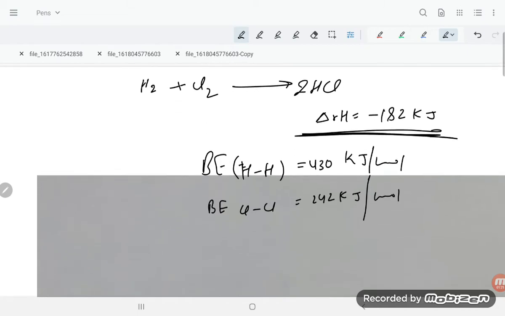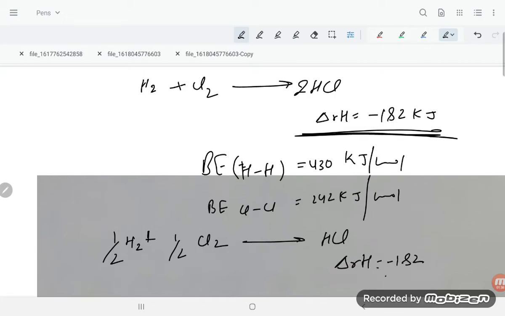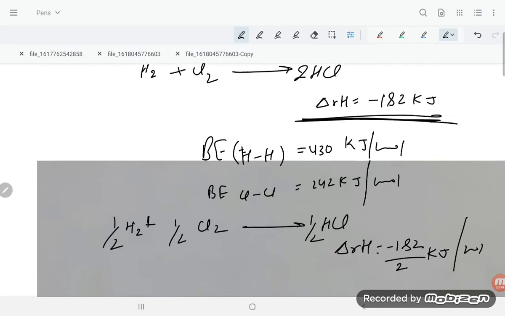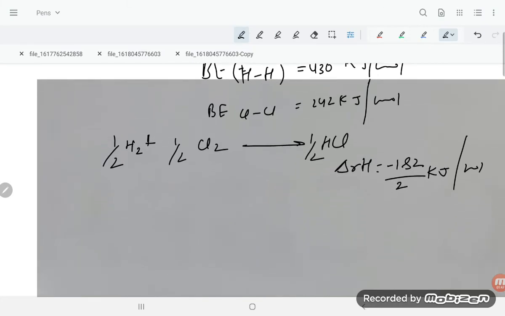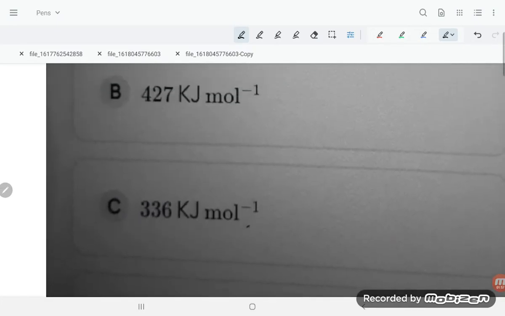So we can write half H2 plus half Cl2 giving HCl. The enthalpy of reaction will be minus 182 by 2 kilojoule per mole, because everything is getting divided by 2. How much is it coming? It is minus 91 kilojoule per mole. Now you can come to what the question is asking.